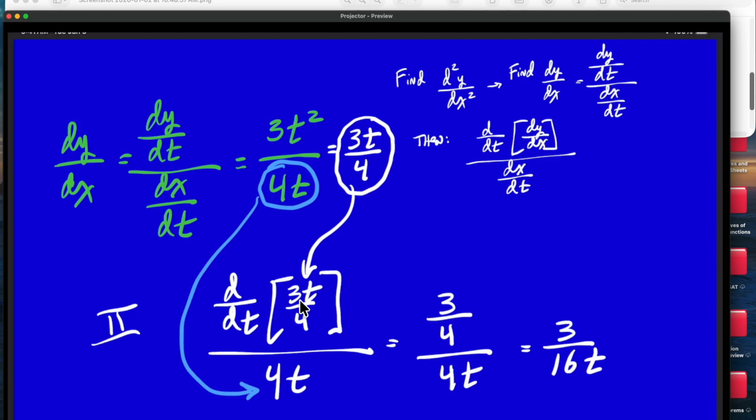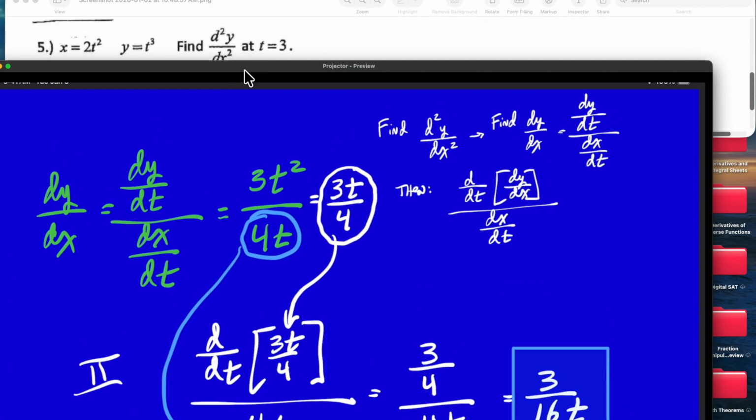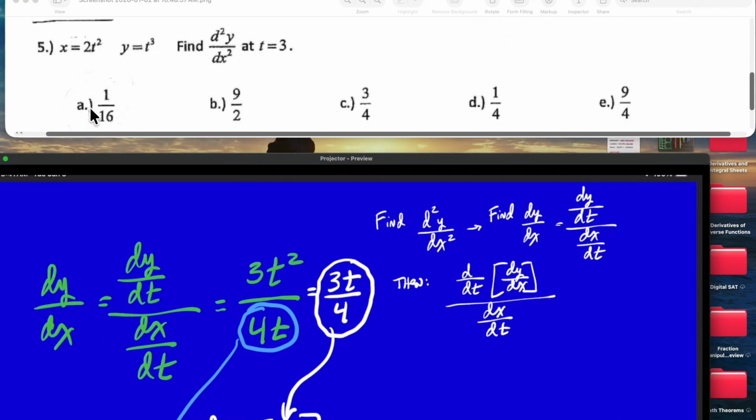When we take the derivative of 3/4 t, we get 3/4, over 4t. The 4 goes down below, we get 3 over 16t. So they wanted to know this second derivative when t equals 3. So if you take out this t and replace it with a 3, the white 3 on top and the blue 3 on bottom cancel out, and you're left with 1/16, which is choice A.